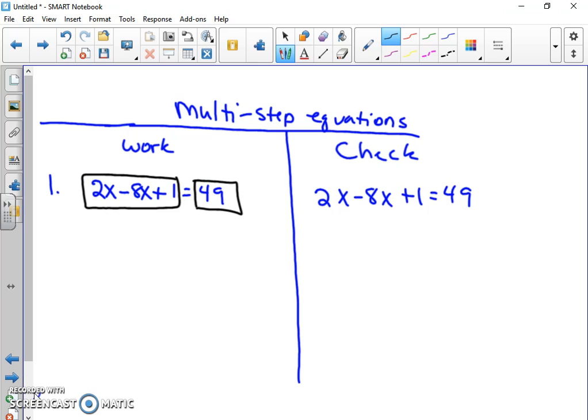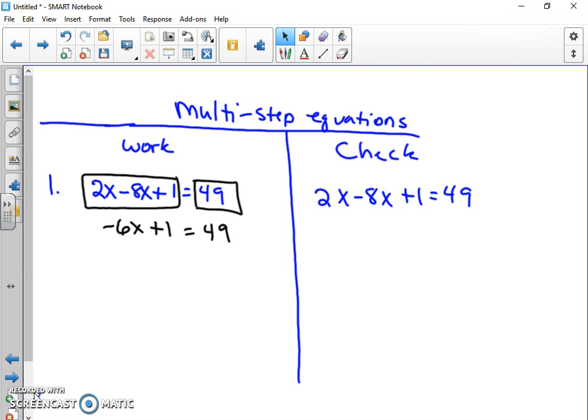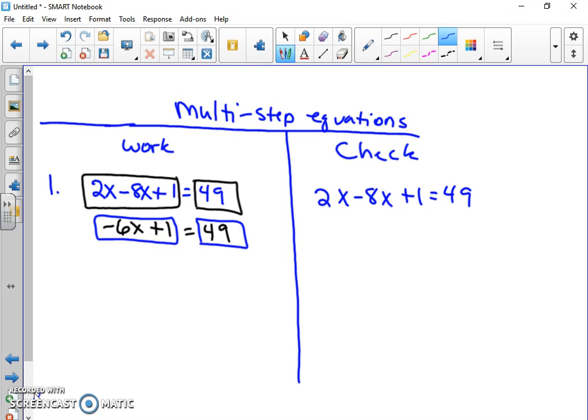So if you look inside this box, we're looking for some like terms. So we have 2x minus 8x. Those are like terms. So 2x minus 8x gives us a negative 6x, and bring down the 1 equals 49. I'm going to draw boxes again, and I'm going to look inside that box and say, is there anything else I can do on each side of that equation? No, we can't add anything. Negative 6x and 1 are not like terms, so we can't combine those. And on this side we have 49, and we really can't do anything with that either.